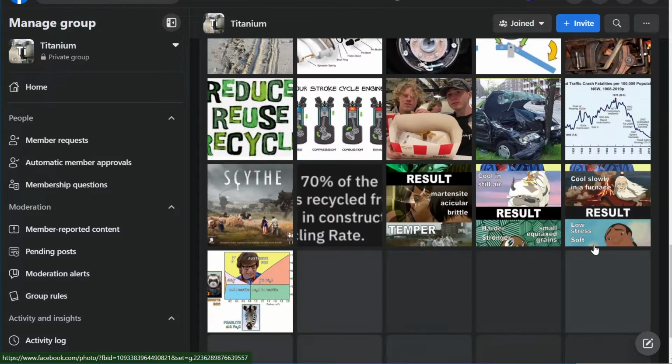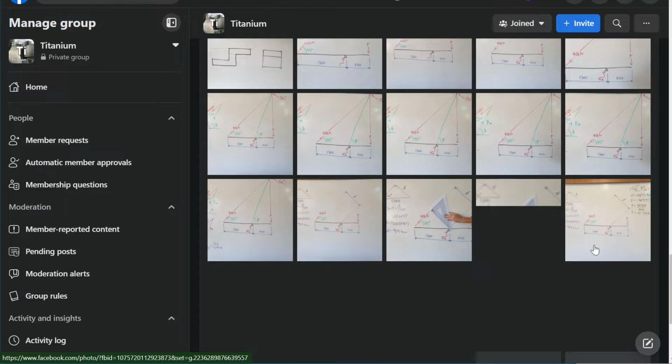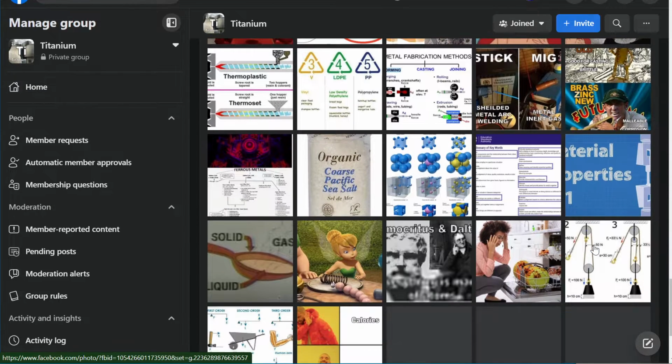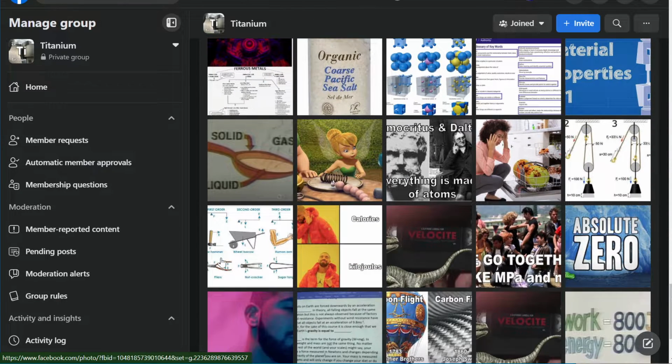What I'm looking for is stuff on mechanical advantage and pulleys, which we talked about way back early. So here we can see our pulleys, here we can see our levers.